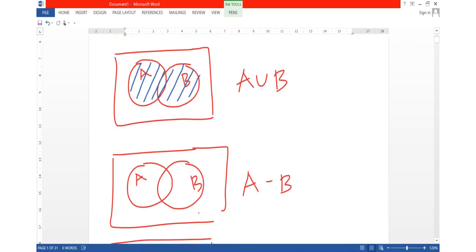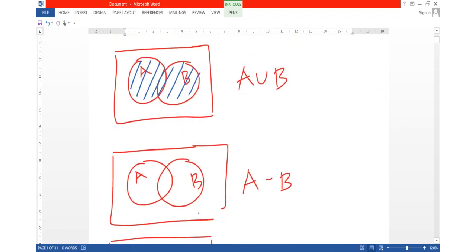Then you have A minus B. The set difference is the elements that belong to A and do not belong to B. So if I shade it, the set difference will only be that: the elements that A has and that do not belong to B. So any elements in the intersection will not be in the set difference.